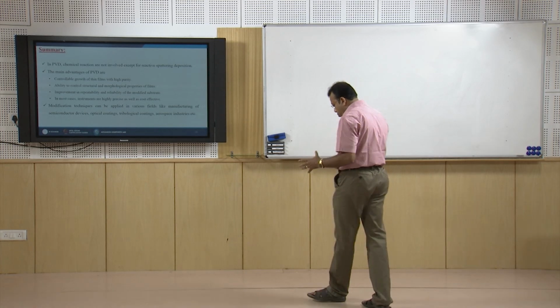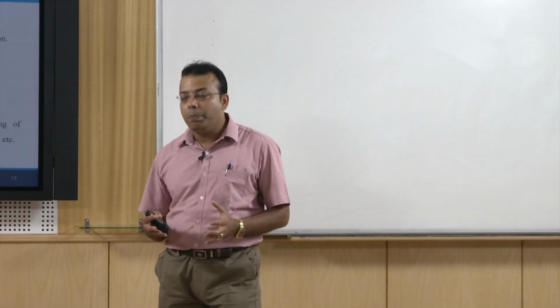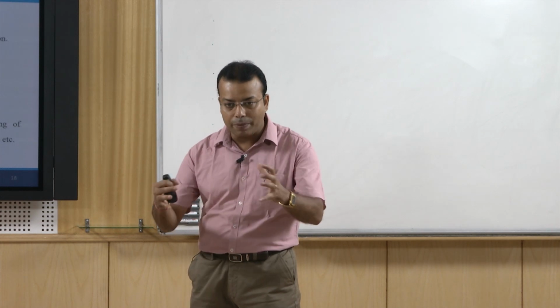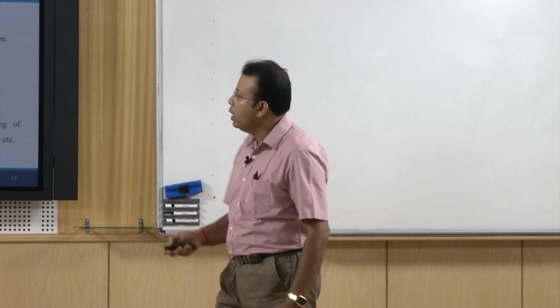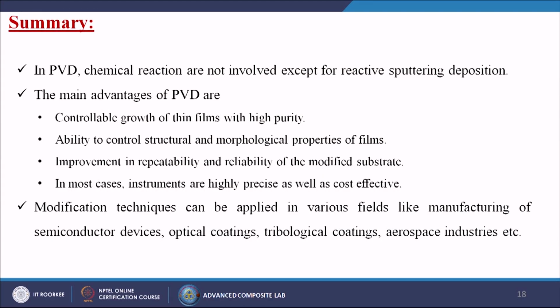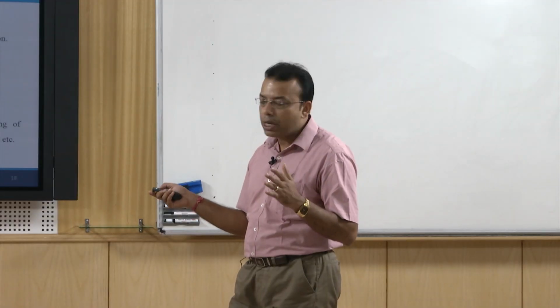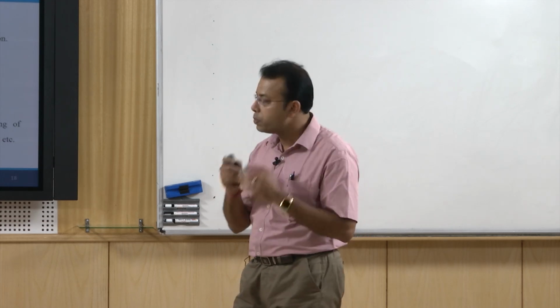Then we come to our last slide of this particular lecture, just to summarize the whole PVD process. In PVD, chemical reactions are not involved except for reactive sputtering deposition. Here we directly make a gas or vapor, and then that deposits onto the substrate. The main advantages of PVD are controllable growth of thin film with high purity. As I told already, you can eliminate the impurities by using several kinds of methods, and not only that, you can control the growth depending on how much energy you put on your target or source materials.